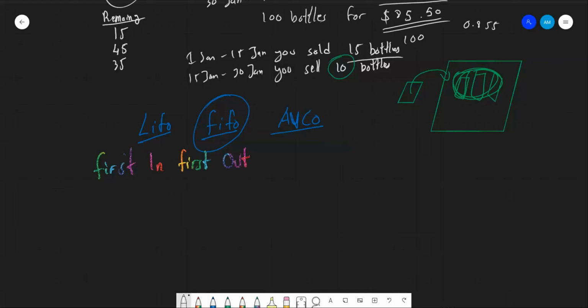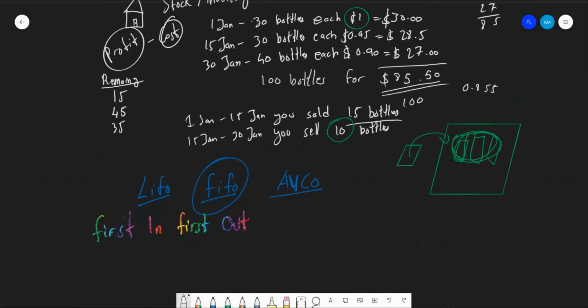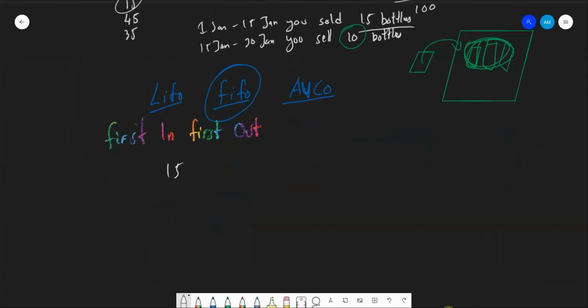So first in, first out, which means that the first bottles, the ones we got first, are going to go out first. So as you can see, these 10 bottles that were sold later on, obviously the first ones, since we didn't have any other bottles, would be taken out from the 30, right? And we remain with 15. So we have 15 bottles remaining, correct?